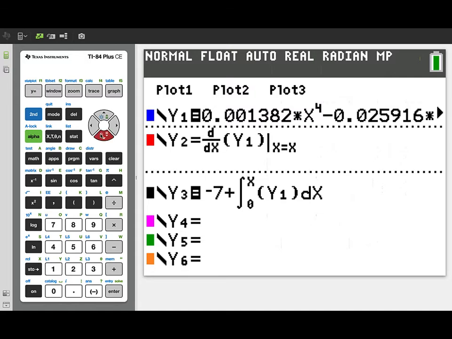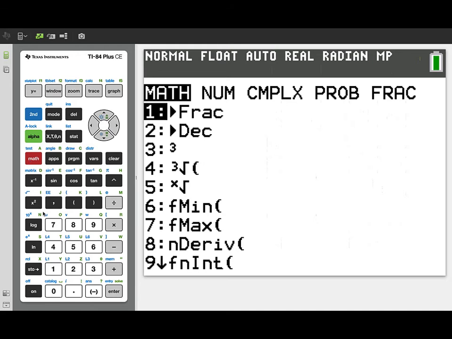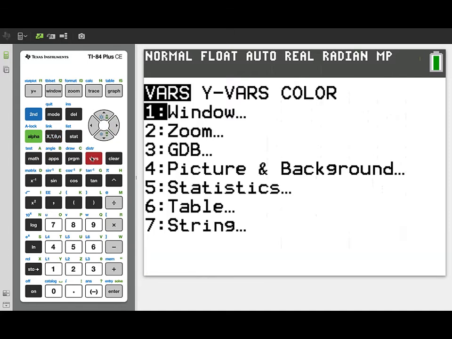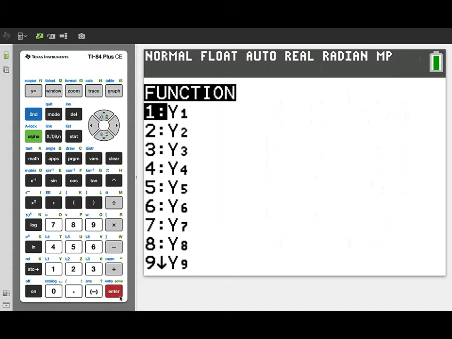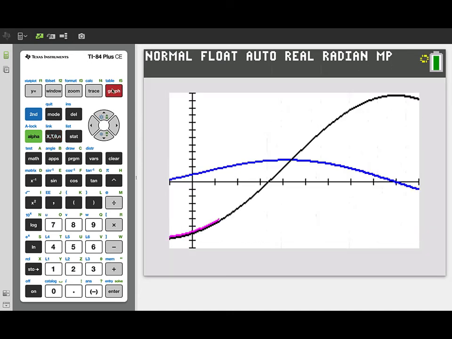Now, in this particular problem, we were also given a different value for the antiderivative. We were told that it was equal to 12 at x equals 9. So I'm going to put in 12 plus a definite integral function that starts with a lower limit of 9 and then an upper limit of x. This should be another antiderivative, except it's fitting a different initial condition. So as we produce this, it'll be interesting. Will this really look the same as the antiderivative? It's supposed to be the same function because these were two function values for the same antiderivative.